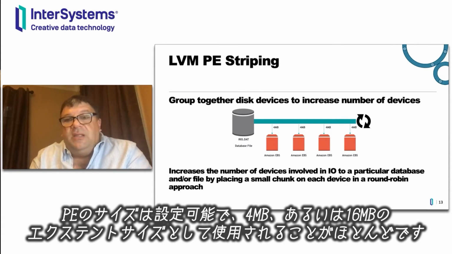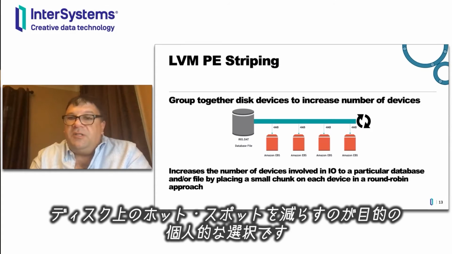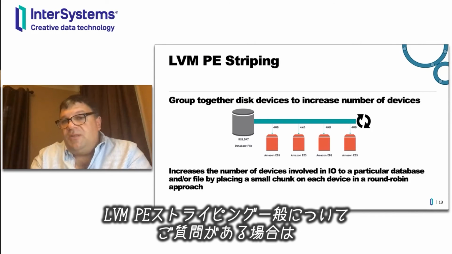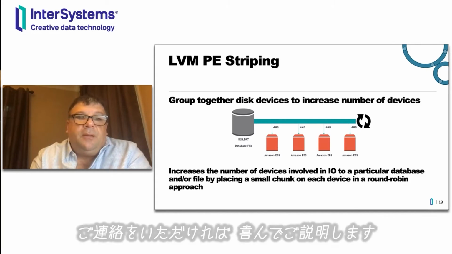The size of the PE is configurable, and most often used is a 4 megabyte or even a 16 megabyte extent size. Me personally, I like using 4 megabytes, but it's my personal preference, just to reduce the chances of a hotspot on disk. If you have questions about LVM PE striping in general, please contact me and I'd be happy to go into further details.